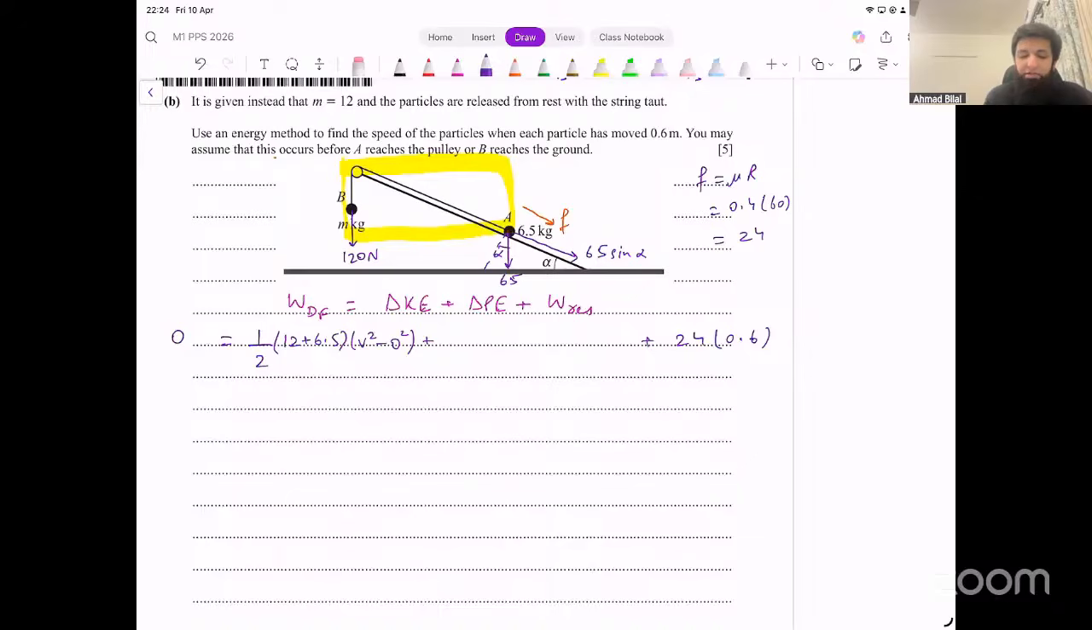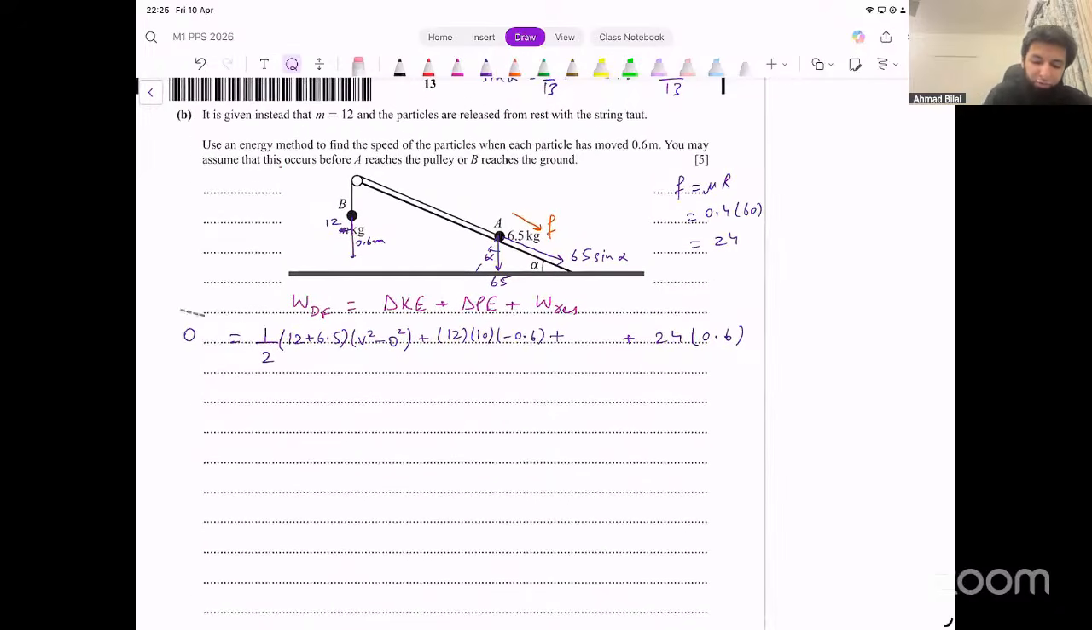Okay, now change in potential energy. What about B? B is moving down by a distance of 0.6 meters. mgh for B, mass is 12. 12 into 10 into change in height, which is negative 0.6. That's for B. It will be reducing, right? So we need to have a negative sign. You can have the negative sign here, you can have the negative sign here as well. That's your choice. But it must be negative, right? The change in potential energy for B.